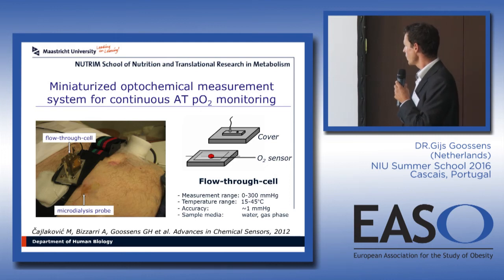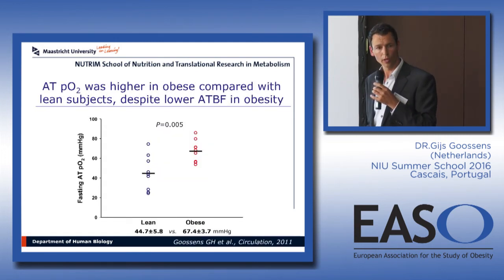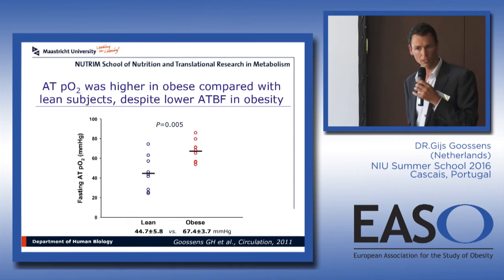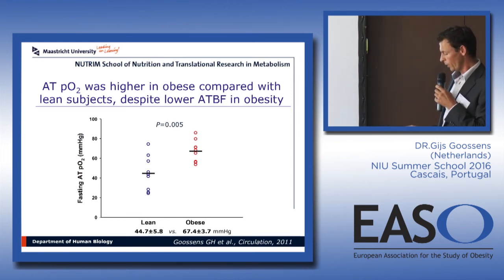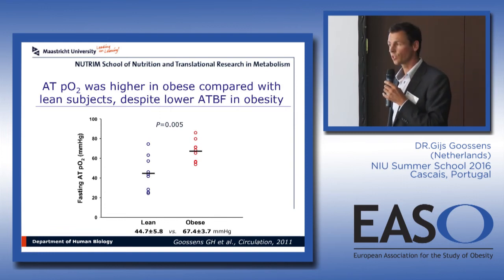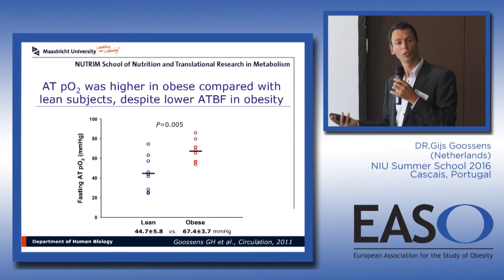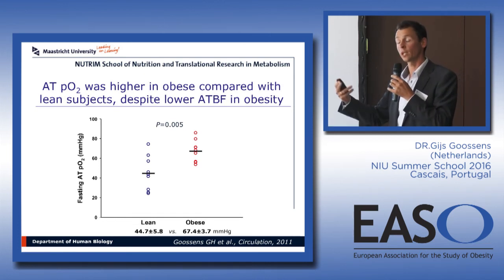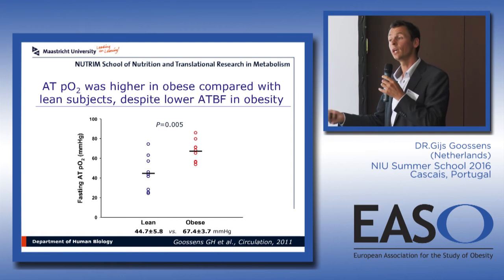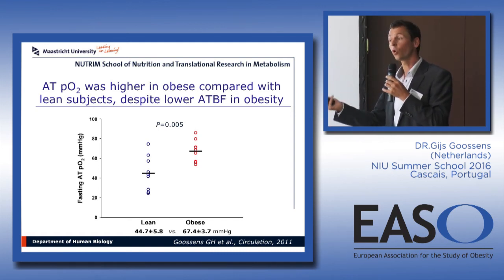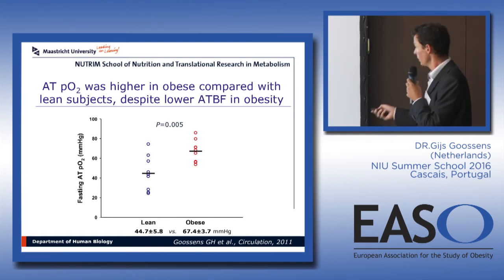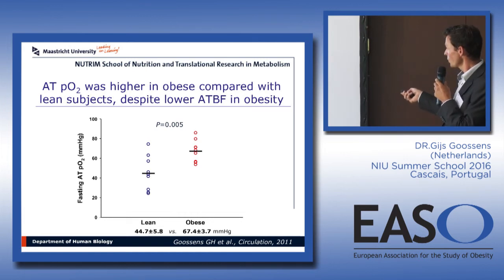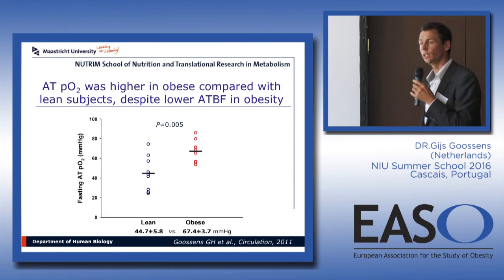So we set out and compared, first of all, adipose tissue oxygen tension in obese insulin-resistant as compared to lean insulin-sensitive individuals. And we knew from previous studies from our group and others that adipose tissue blood flow is reduced in obesity. In other words, oxygen supply is lower. So we expected basically to see that based on the lower blood flow, oxygen tension would be lower. Surprise, surprise, it was not the case. We found significantly higher oxygen tension in obese as compared to lean individuals.